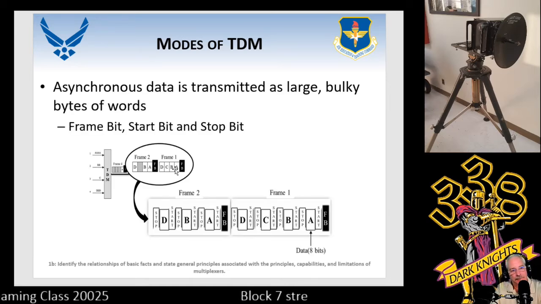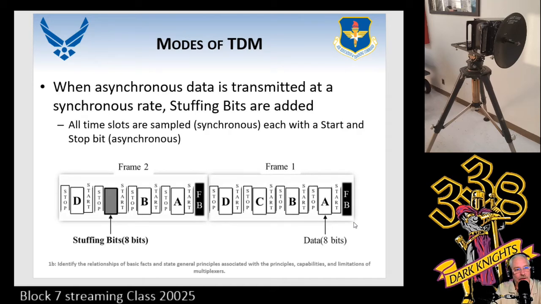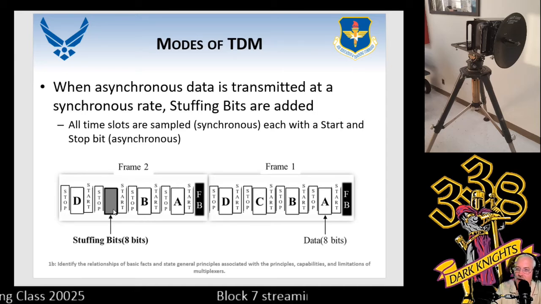Asynchronous data. This is what it looks like. You have your framing bit, you have a start-stop bit, you have your 8 bits of data in there. That's your intelligence. So your start, stop, and framing bits are all non-information bits, even though they're meant to tell you where everything is going to go. Asynchronous at a synchronous rate is better known as isochronous. This is where on frame 2, where you're missing Charlie, you're going to have to put 8 bits of non-information in there to keep it on time.